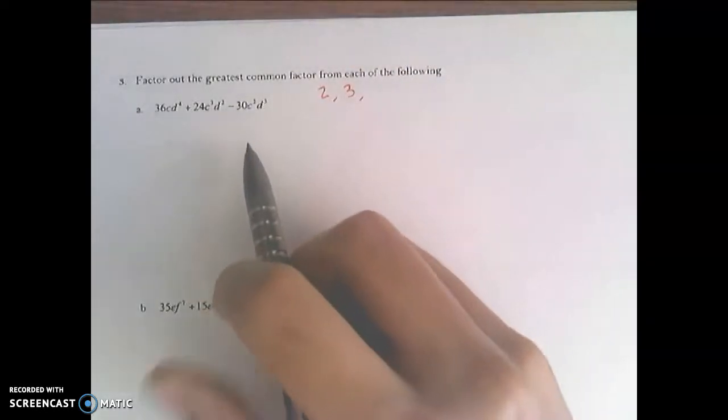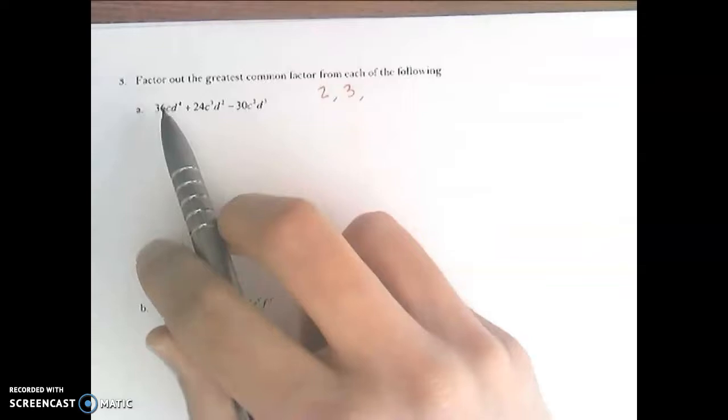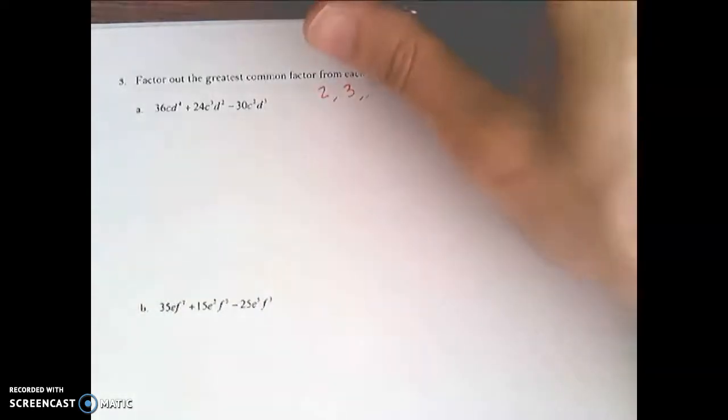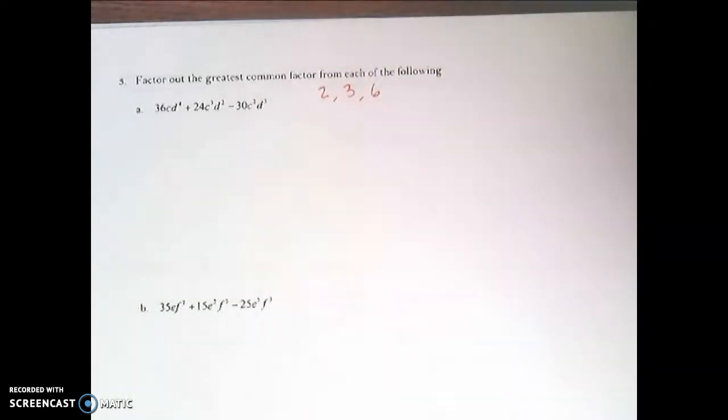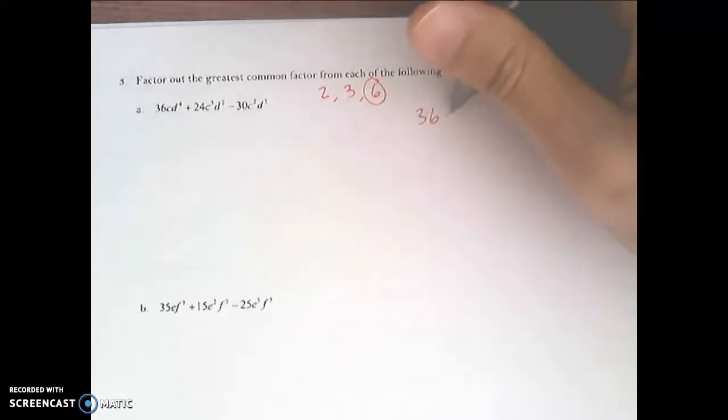Does 5 go into each of them? No, it doesn't go into either of these. 6 goes into each of them. Does 7 go into each of them? No. 8? No. 9, 10, 11, 12. None of those really work. So the biggest number that goes into each of those is 6. If you're unsure of how to find that, you can always write out the factors. So let's do that now.